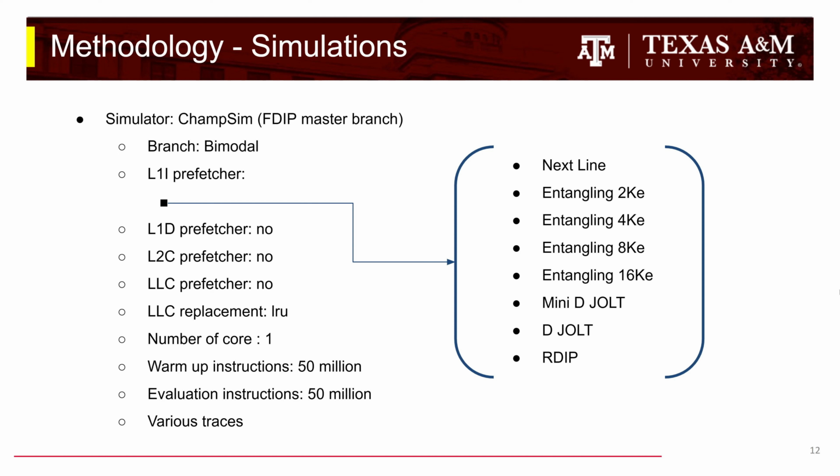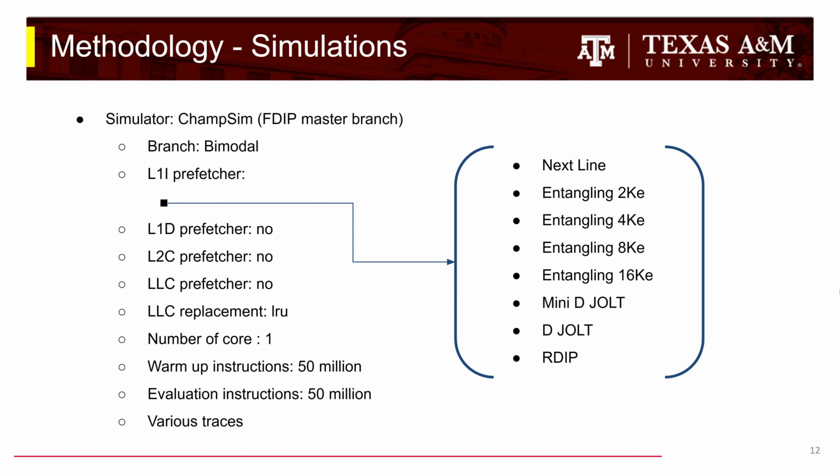We have 8 of them. The first one is next line. The second one is entangling 2K entries, and then entangling 4K entries, entangling 8K entries, and entangling 16K entries. And also we have mini DJOLT, DJOLT, and also RDIP. For the entangling, we made it our own, and so that is what we proposed. Here there are 4 different versions, and we will see different results for different versions of entangling.